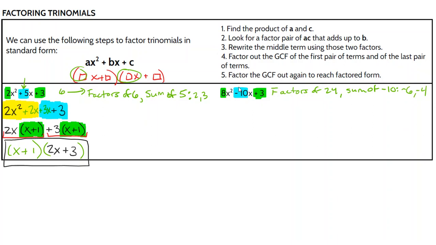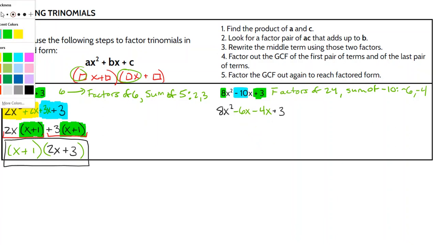So once again, we're going to go ahead and rewrite our polynomial. So we have 8x squared. We still have the plus 3. We're going to split up that middle term using those numbers. So we're going to have minus 6x minus 4x. So again, we're taking out minus 10x, which is equivalent to negative 6x minus 4x. If I were to simplify that, I'd get that same thing.